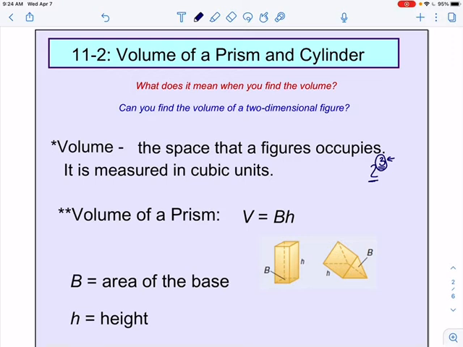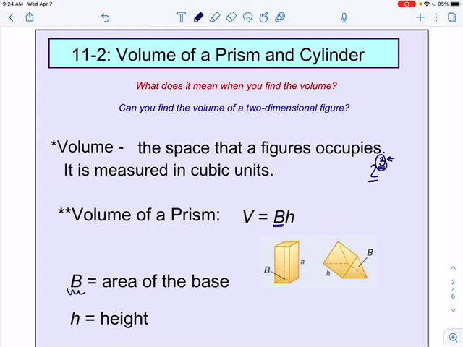To find the volume of any sort of prism, we're going to use a very general formula. It's going to be base times the height. Notice that this base has a capital B. What does that mean? A capital B represents the area of the entire base, and the H is always just going to be the height of the figure.